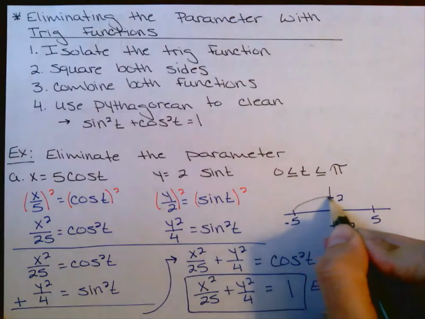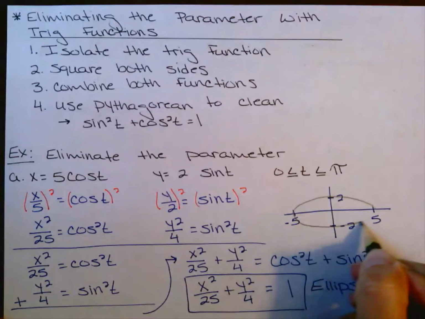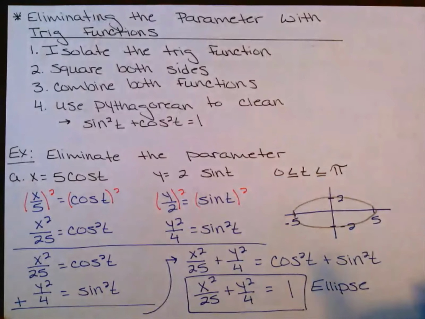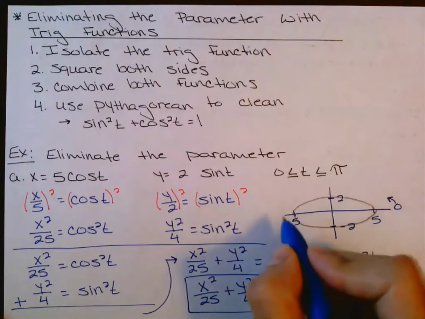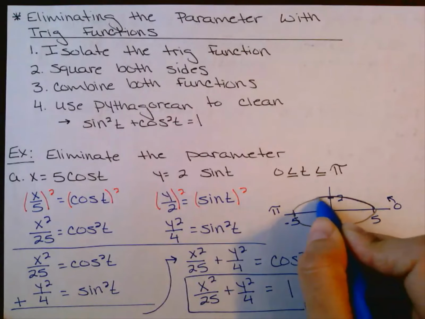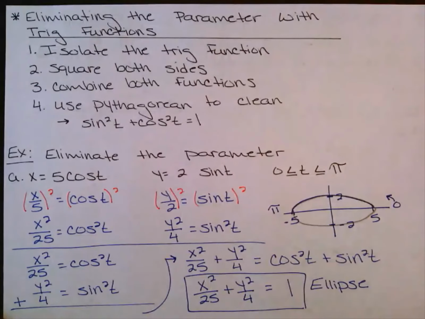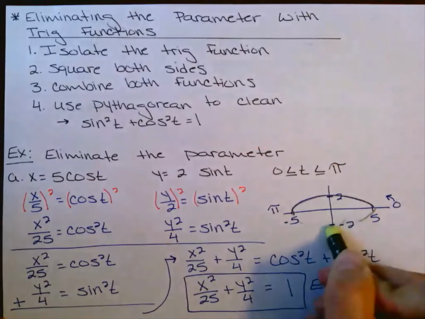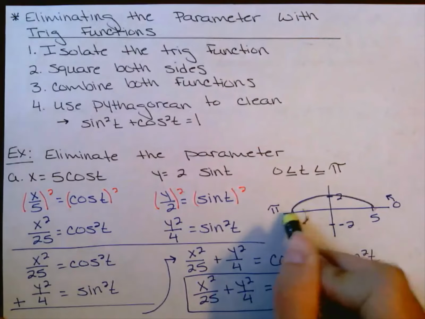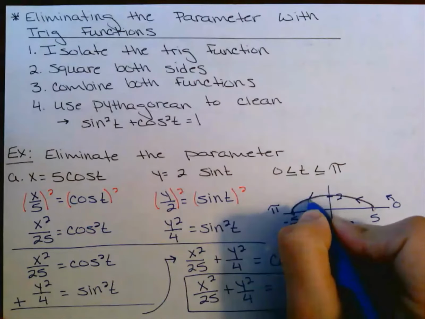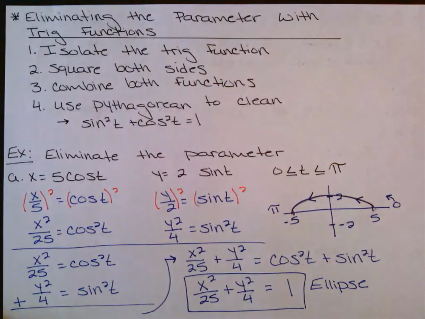Notice that the domain says to only draw it from 0 to pi. Well, I know my unit circle over here, I start at 0 and go in this direction, and pi stops here, which means I only want to draw this top half and not the bottom half. Now I can erase the bottom half. Okay, and remember I started at the 0, so I'm just going to draw an arrow or two to dictate my direction. And you're done.